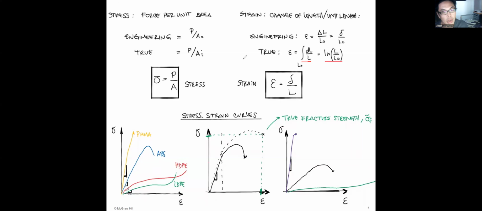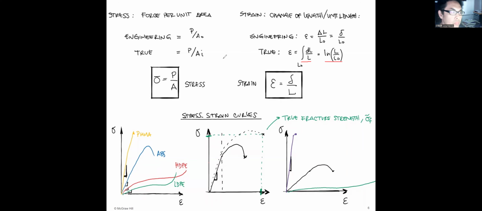You can imagine that for the true stress, because the cross-section area is shrinking during tensile tests, the true stress will keep increasing. Therefore, the true stress is difficult to measure, so we only measure the engineering stress for engineering applications, but not the true stress and strain.